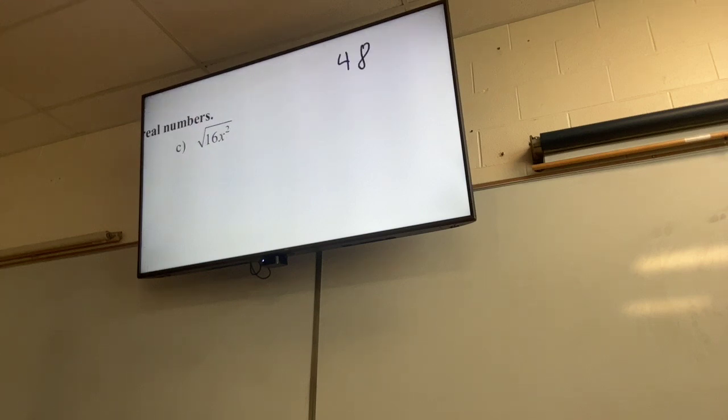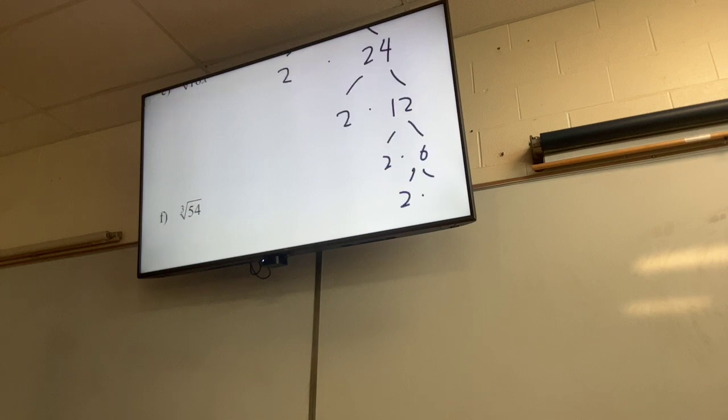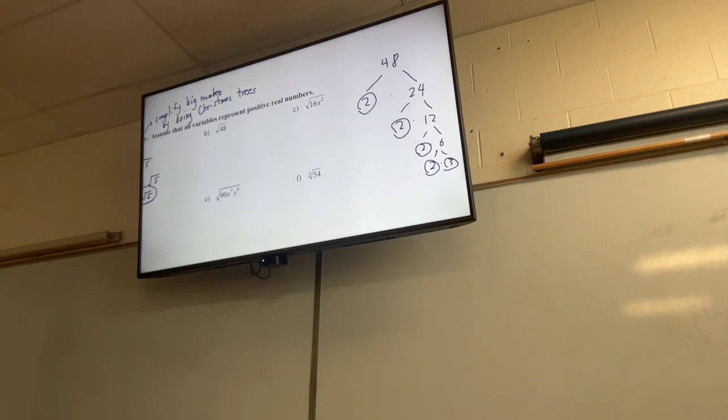So I'm going to break up 48. 48 is 2 times 24, which is 2 times 12, which is 2 times 6, which is 2 times 3. So I have 3 and 4 2's. So I can rewrite the square root of 48 as the square root of 2 to the 4th times 3.